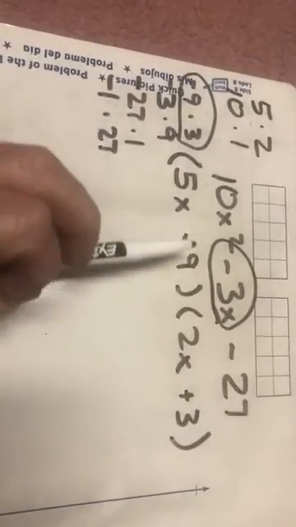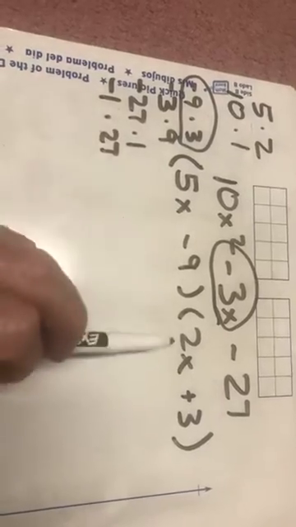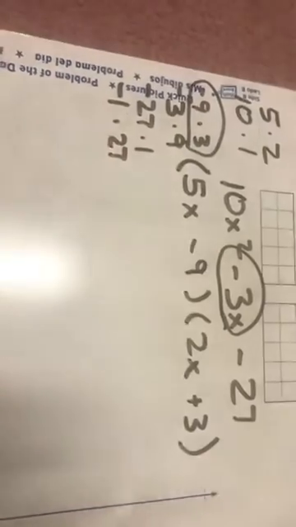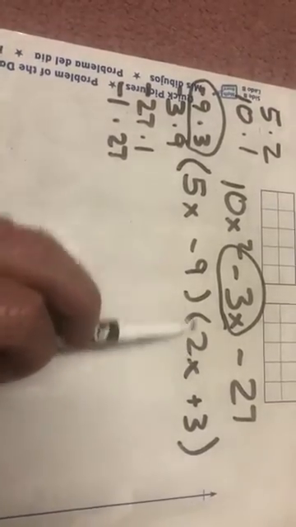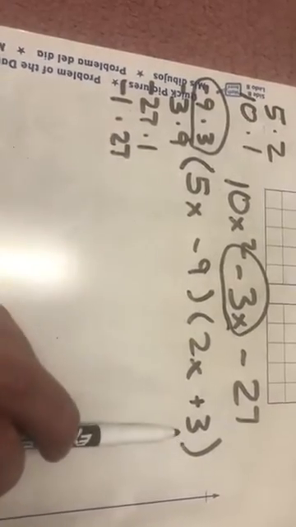But just to rework, we got lucky here. We went with the 5x and the 2x. That gave us 10x squared. Okay? Negative 9 and 2x was negative 18. 5x and 3 was positive 15.